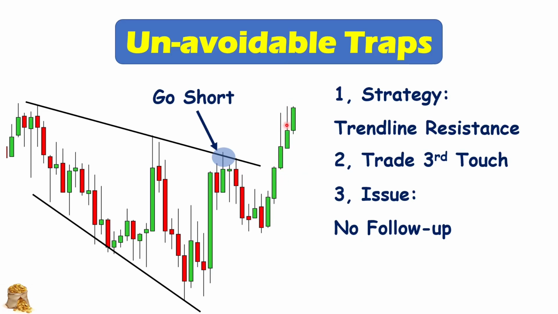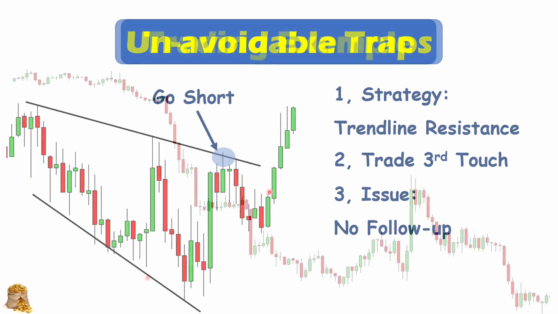So there's nothing wrong with this setup as well, because the third touch of the trend line gives the highest probability the market will go back to the trading range. It's like 60 to 80%. But in this example, it didn't go down further. It belongs to the other side of the 20 to 40% of the trading range behavior. So this trap is unavoidable.